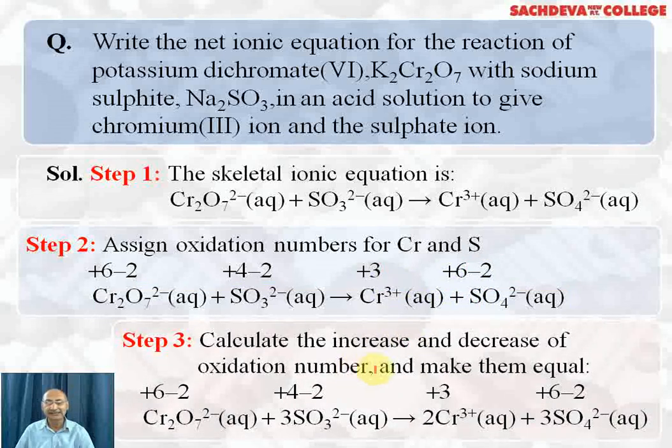Calculate the increase and decrease in oxidation number. Here there is a decrease in oxidation number from plus 6 to plus 3. And here there is an increase in oxidation number from plus 4 to plus 6. Oxygen remains minus 2 on both sides.